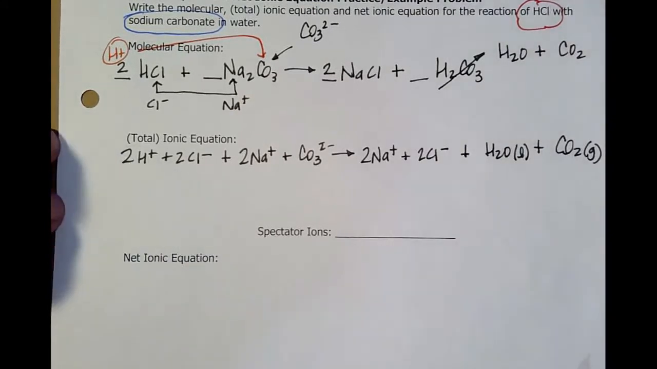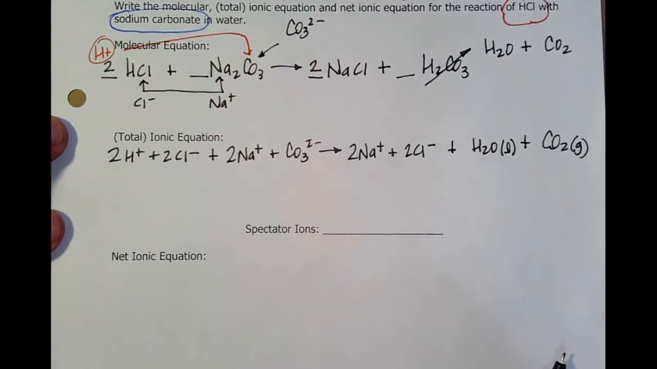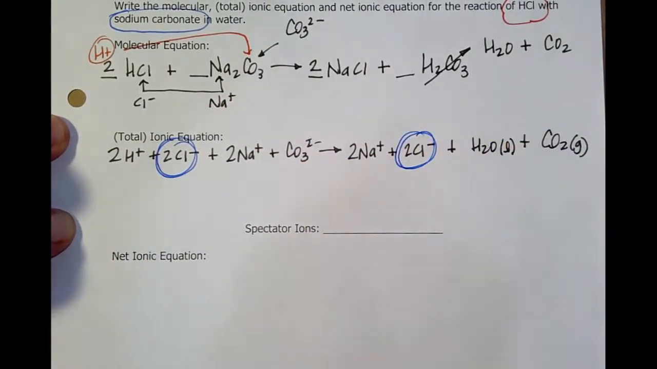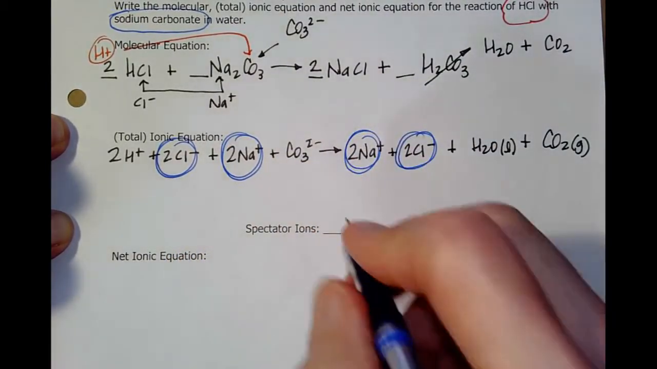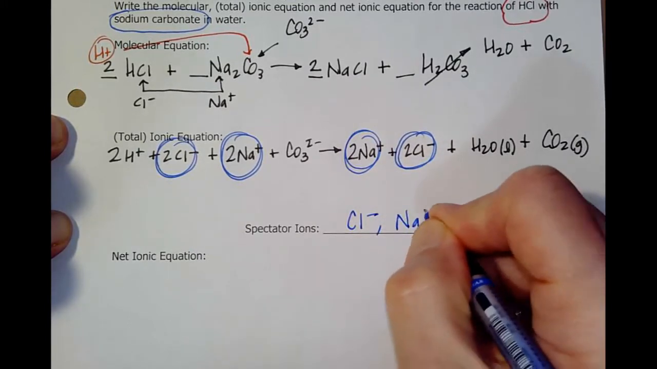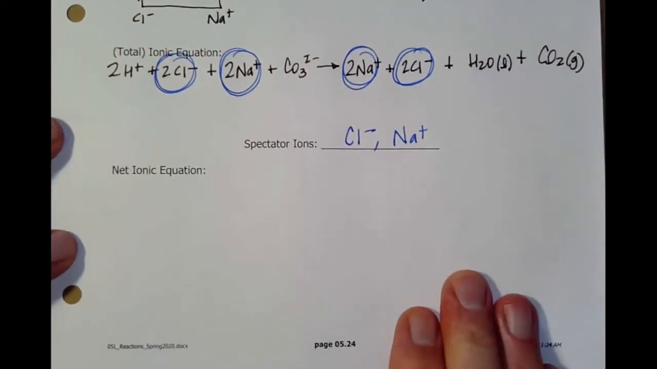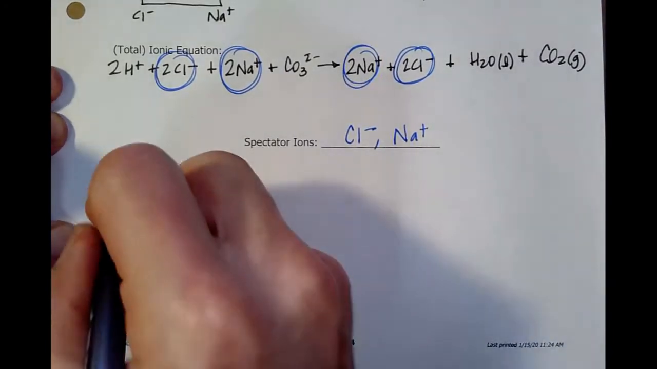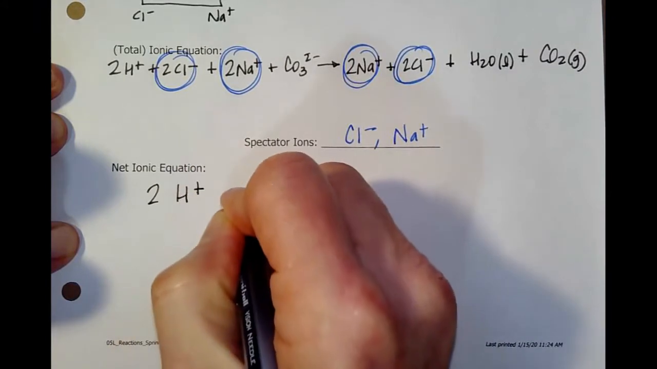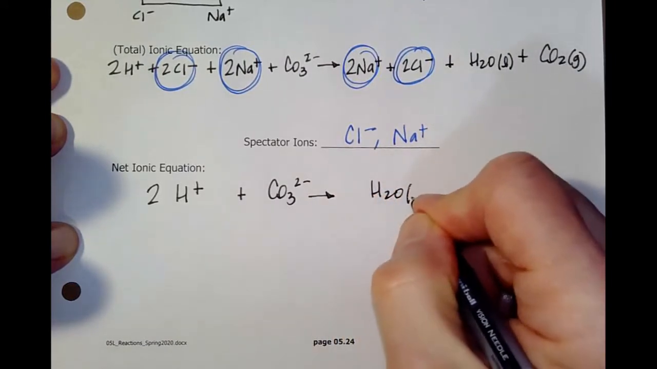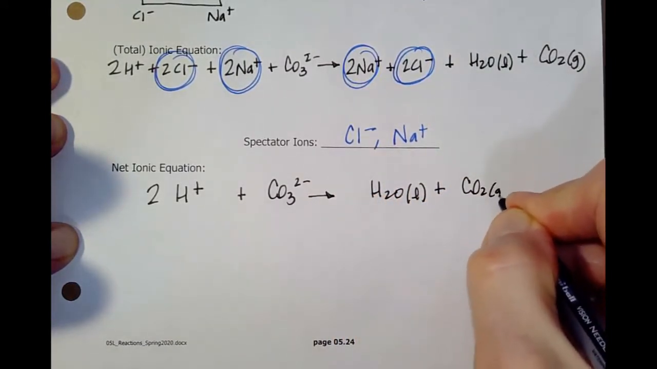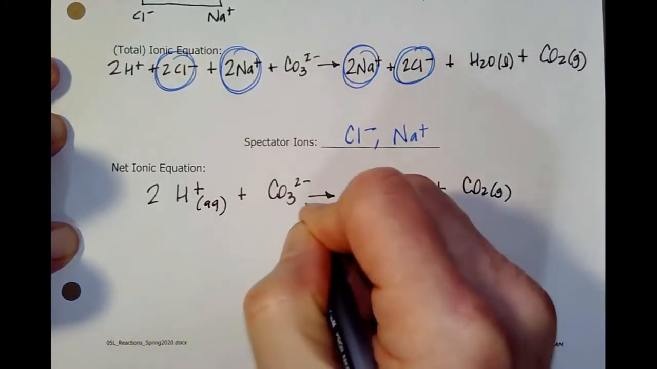Spectator ions, what are they here? You might stop the video and say, well, wait, what's repeated on both sides? Absolutely identical. All right, you're back. 2 chlorides, 2 chlorides, 2 sodium ions, 2 sodium ions. Those are the spectator ions, so Cl minus, Na plus. And if I were to write only the stuff that actually reacted in the net ionic equation, 2H plus and CO3 2 minus gives me H2O liquid and CO2 gas. Now, I should make that aqueous and aqueous.